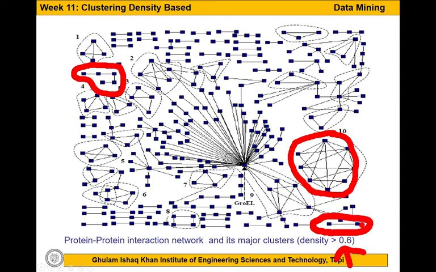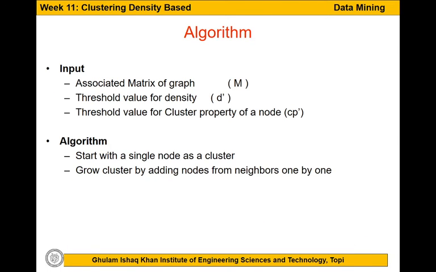So as long as the extracted cluster has a density greater than or equal to this threshold, the cluster will keep on growing. But once the cluster density decreases below this threshold, we will stop growing that particular cluster and we will extract the cluster, right?